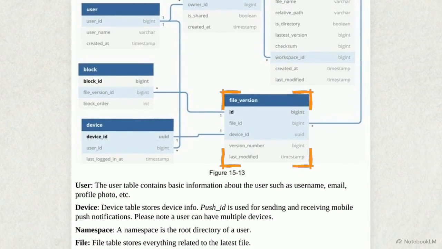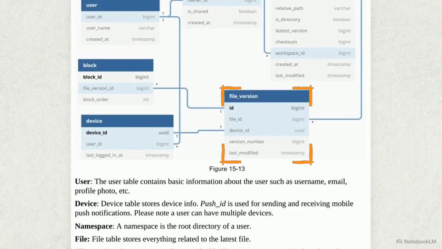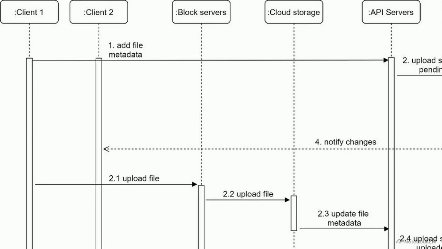The file version table acts as a read-only ledger, preserving the block order of every past edit, so any previous state can be reconstructed. When a client initiates an upload, it sends parallel requests to the API server for metadata and the block server for data.